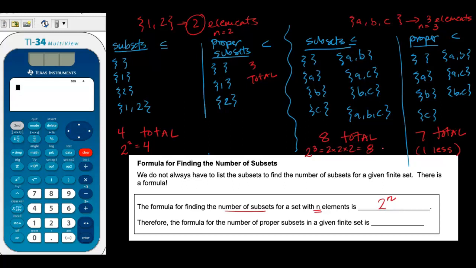So let's say the set has 15 elements. You wouldn't want to sit and list out all those subsets. It would take a really long time. So you'd use this formula to figure out the total. And then the formula for the number of proper subsets is really similar. It's just 2 to the n, and then you're going to take away 1, because like we saw up here, there's always one less proper subset than subset. So let's go ahead and do a couple of examples where we can use these formulas.